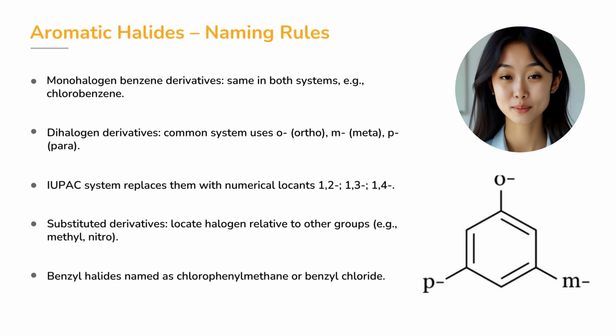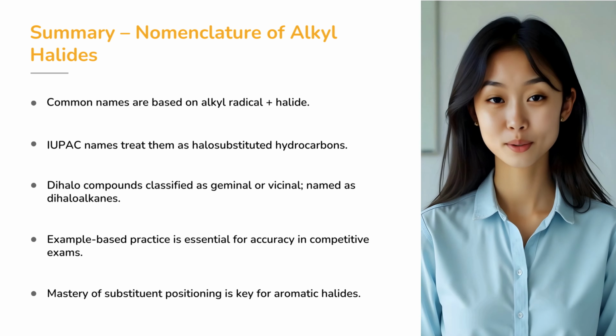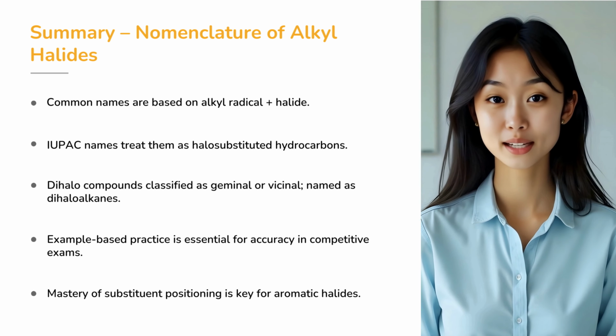Benzyl halides are named as chlorophenylmethane or benzyl chloride, depending on the system. A simple trick, always number the ring substituents in such a way that the sum of locants is the lowest possible. This avoids ambiguity. So, let's summarize what we learned today.